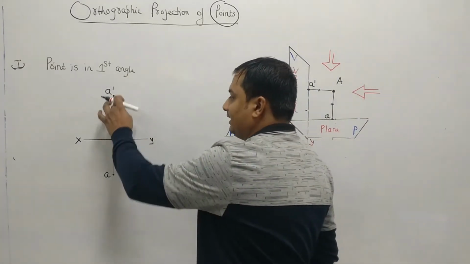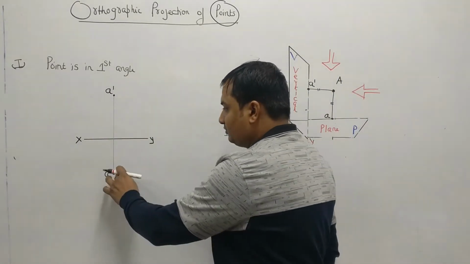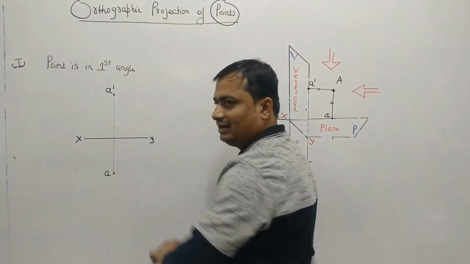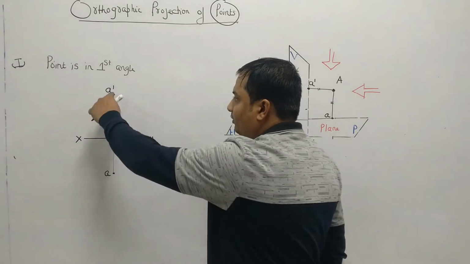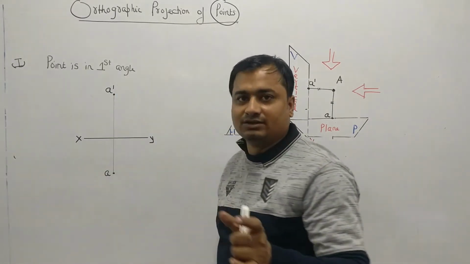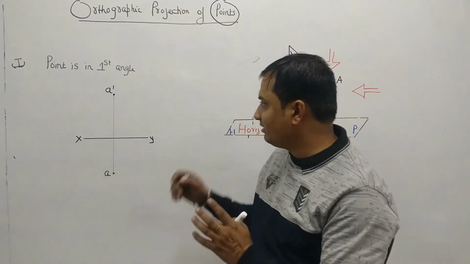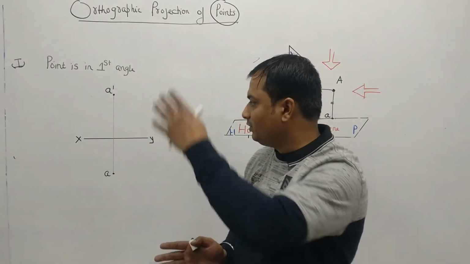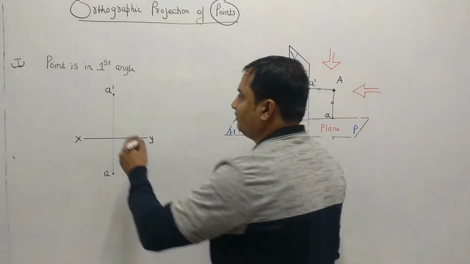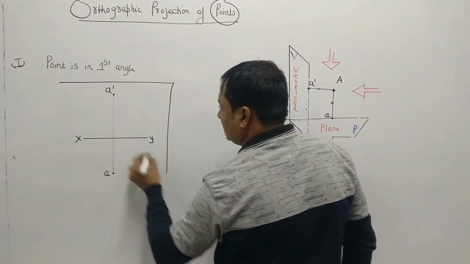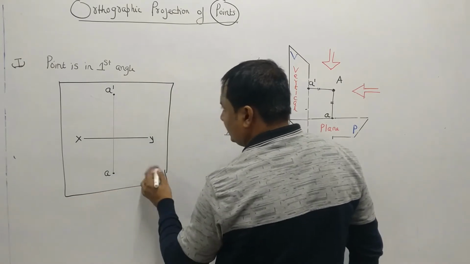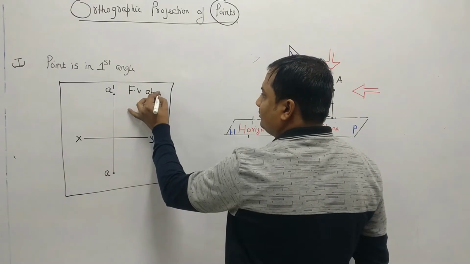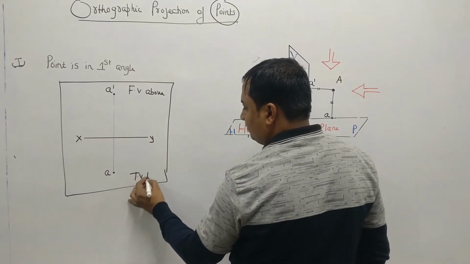This is the projection of a point in the first angle. The front view is lying above XY, the top view is lying below XY, and the line connecting the front and top views is a very light, thin line. The line joining A dash and A is called the projector. The projector just represents that the front view and top view lie on the same line. So this is called the first angle projection, where the front view is above XY and the top view is below XY.